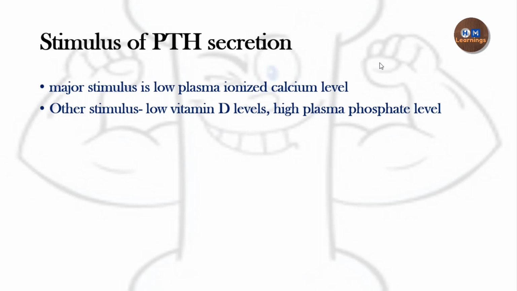Parathyroid hormone has a function to regulate calcium levels, and its main function is to raise the serum calcium level. So definitely when there is a low plasma calcium level, it will be stimulated and there will be a secretion of parathyroid hormone. Here you need to remember that this is the ionized calcium level. In the plasma we have ionized and non-ionized calcium. It is the free, ionized form of calcium which modulates or regulates the secretion of parathyroid hormone. Other stimuli are low vitamin D levels as well as high phosphate levels.